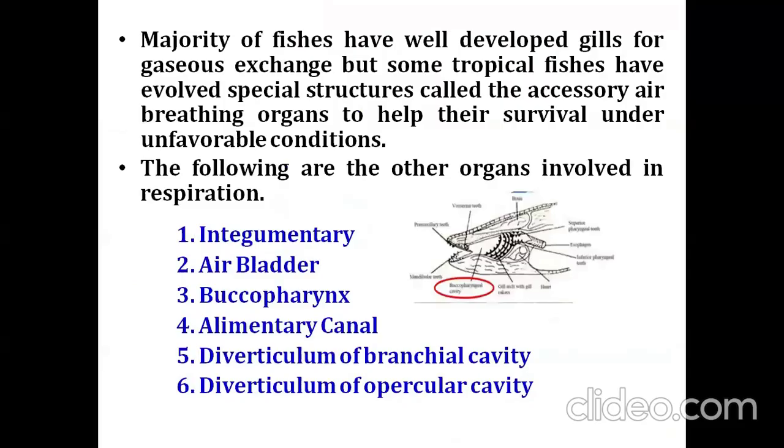The majority of fishes have well-developed gills for gaseous exchange, but some tropical fishes have evolved special structures, what we call accessory air-breathing organs, to help their survival under unfavorable conditions. The following are the other organs involved in respiration: integumentary, air bladder, buccopharynx, alimentary canal, diverticulum of branchial cavity, and diverticulum of opercular cavity.